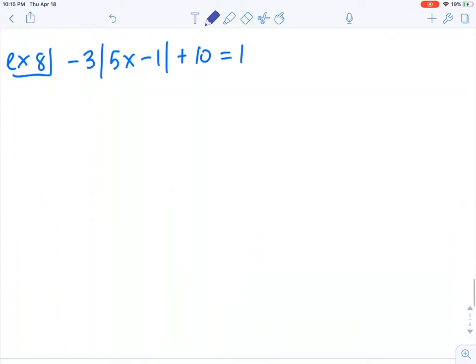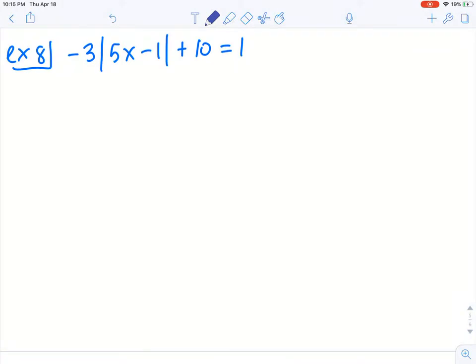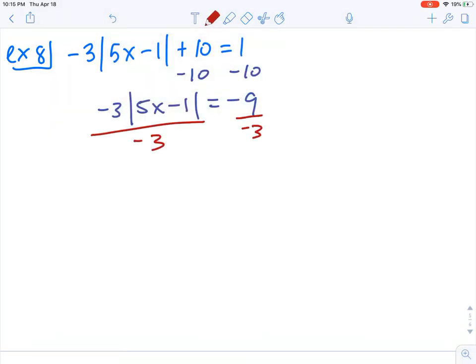Our final example is just like example 7 with one exception. There is a negative in front of 3 this time. So let's see how that changes our result. We begin the same way. We subtract 10 from both sides. Negative 3 times the absolute value of 5x minus 1 equals negative 9. However, when I divide off the negative 3, the absolute value of 5x minus 1 is now equal to positive 3.